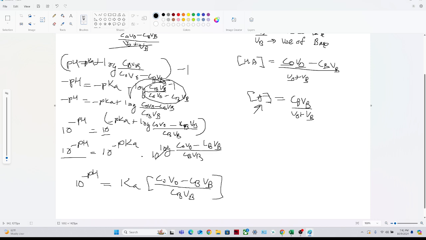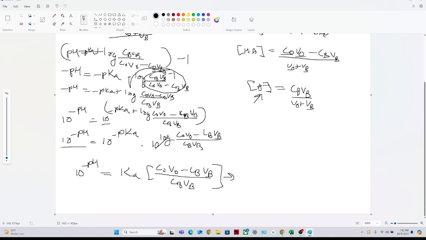And from here, I'm going to multiply by Vb on both sides of the equation. So this cancels out if I multiply by Vb here, and I multiply by Vb here. Vb, by the way, is how much volume you're adding of strong base, or your titrant. And so Vb times 10 to the negative pH is equal to your Ka multiplied by this large quantity of C naught, V naught minus Cb, Vb over Cb.